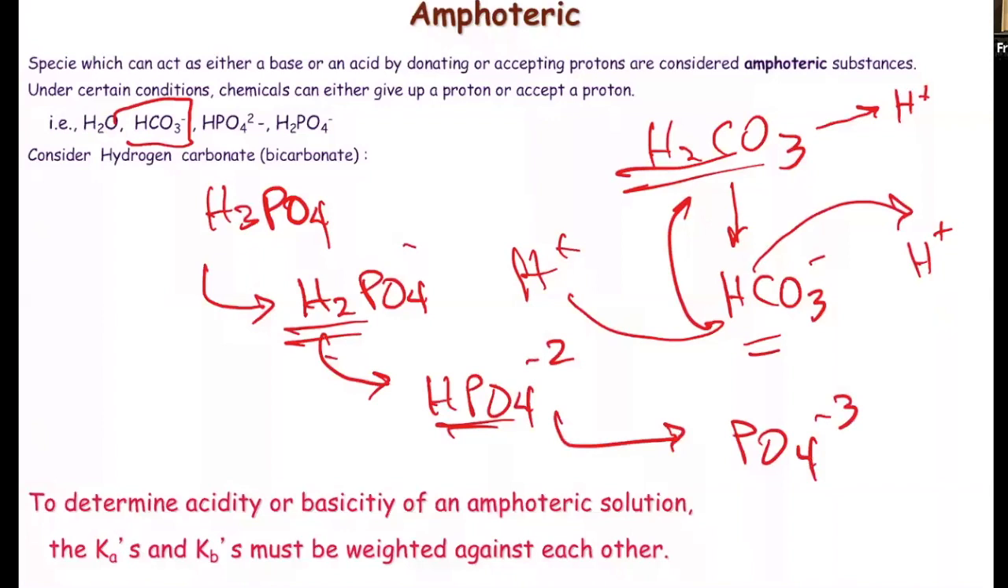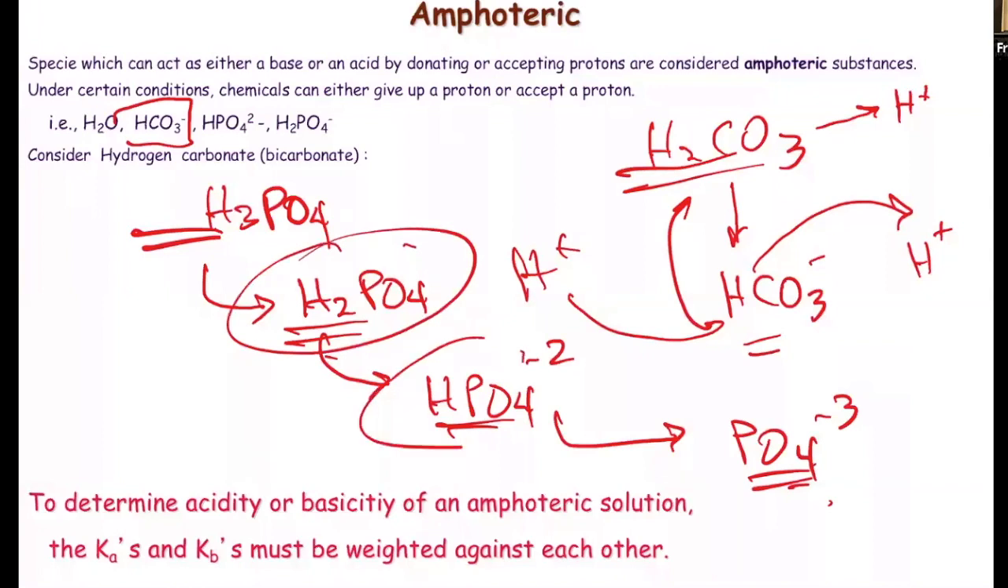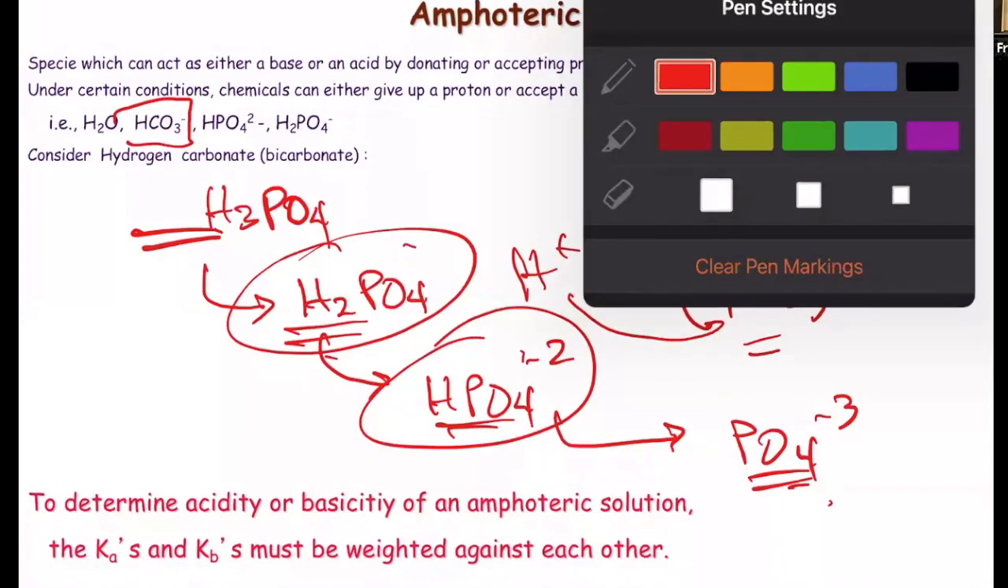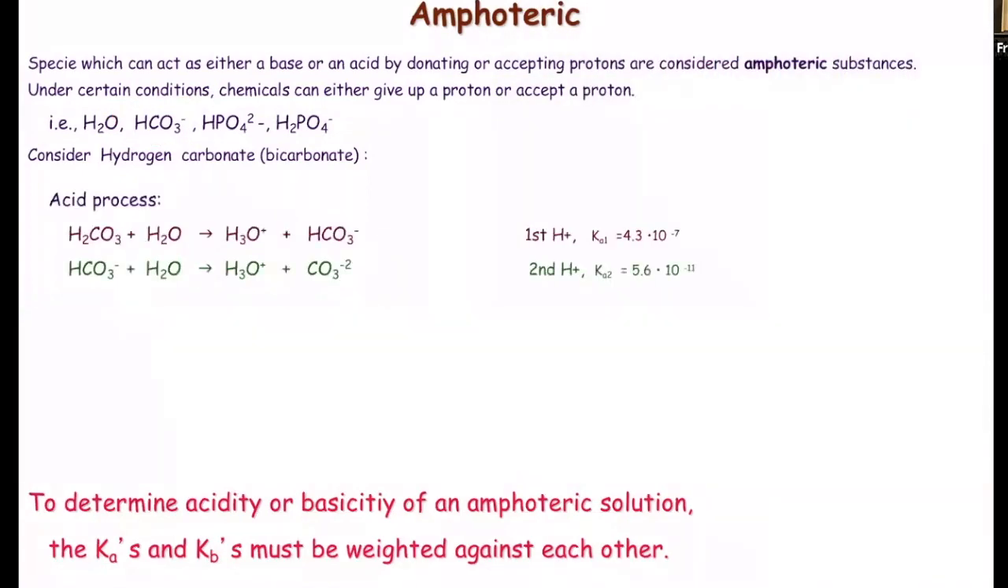PO4, however, is not amphoteric. The only chemistry available for PO4 minus 3 is gaining a hydrogen. So that's a base. This is strictly a base. This is strictly an acid, albeit a weak acid, albeit a weak base. This can be an acid or a base depending on the situation. This can be an acid or a base depending on the situation. It's amphoteric. Okay, so let me clear this. That's basically what we have right here.